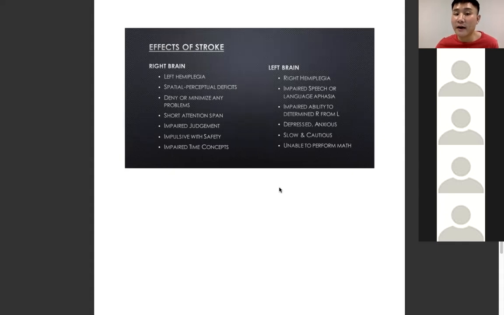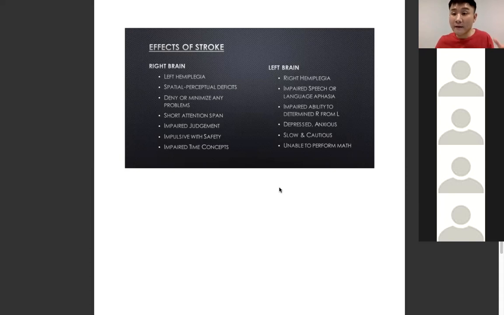They will deny or usually minimize any problems. They don't consider things dangerous. They minimize the problems. Short attention span, impaired judgment, impulsive with safety. They don't care about safety, and impaired time concept. They don't know, or they don't acknowledge, time.